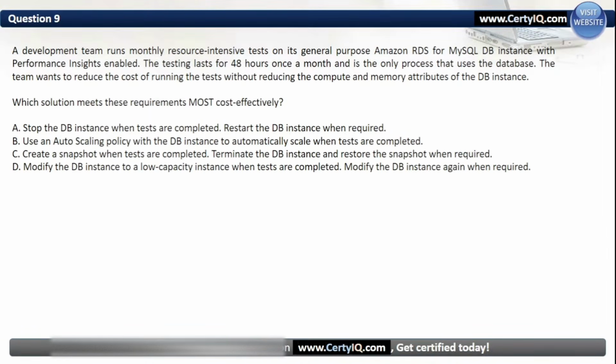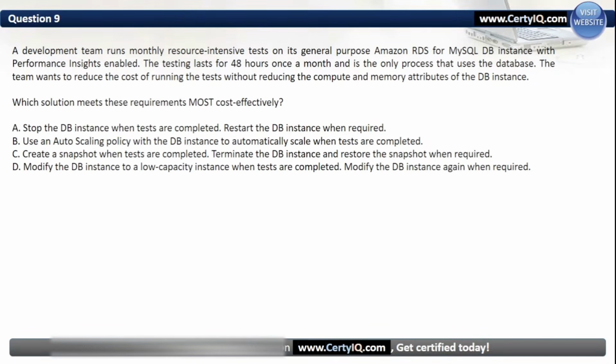most cost effectively? Our options are A. Stop the DB instance when tests are completed. Restart the DB instance when required. B. Use an auto scaling policy with the DB instance to automatically scale when tests are completed. C. Create a snapshot when tests are completed. Terminate the DB instance and restore the snapshot when required. Or D. Modify the DB instance to a low capacity instance when tests are completed. Modify the DB instance again when required.